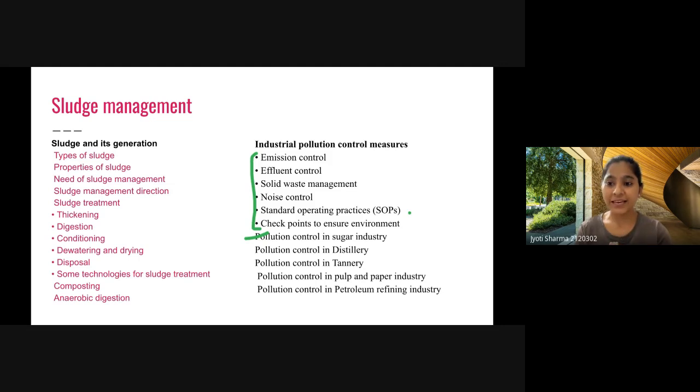So we will see how we can manufacture sugar, how we can manufacture alcohol, or how we can create leather, or paper, or for petroleum. At each step, we will talk about how wastewater or some waste product will be generated, and we will also talk about how we can treat that. Okay, but before that, we have to cover these six bullet points.